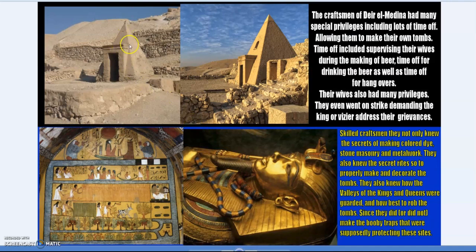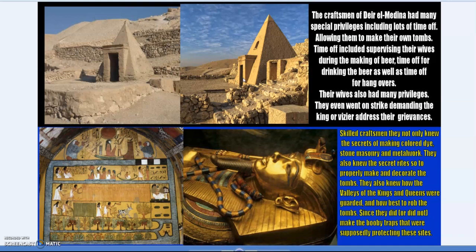It's all interesting for so many reasons: the craftsmen had many special privileges, including lots and lots of time off, which allowed them to make their own tombs. So these are some examples of the tombs made by the workers on their time off. They had all sorts of privileges. Time off included supervising their wives during the making of beer. Now the mistress of a house had the special role of making the beer, but the workers were given time off to supervise. They were given time off for drinking the beer, and they were given time off for hangovers as well. The wives of the craftsmen also had special privileges, including servants to help them with child rearing, etc.